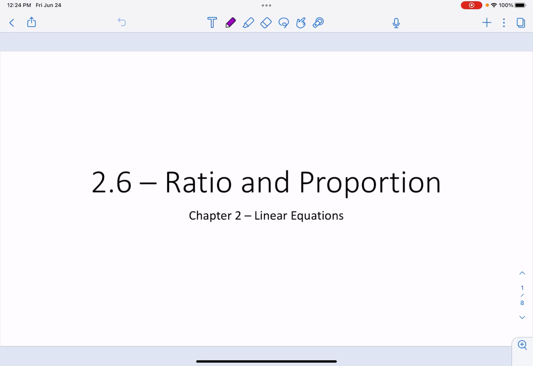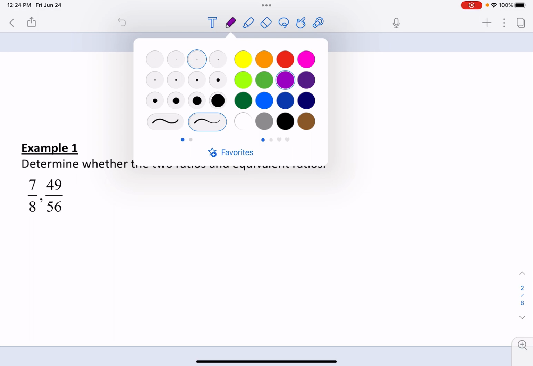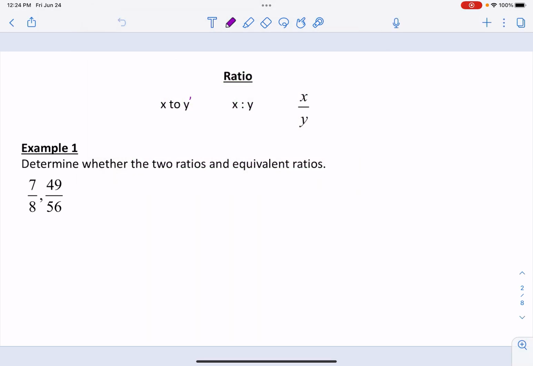Today we're going to be talking about ratio and proportion. A ratio is comparing two numbers. We can write it as x to y, or x:y, and typically as a fraction. I typically write them as fractions.